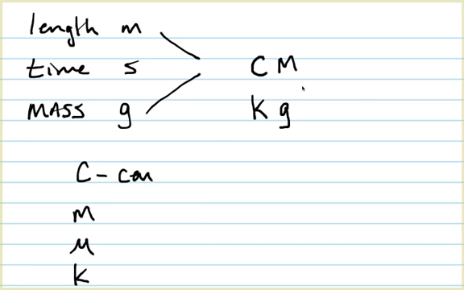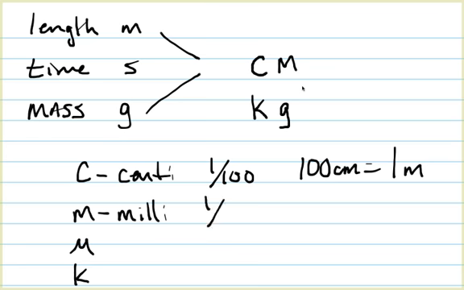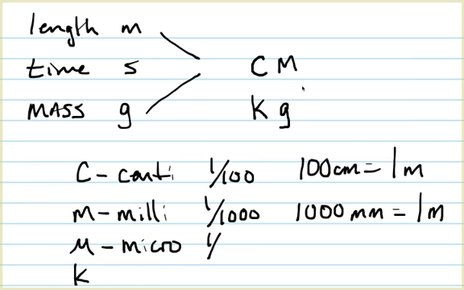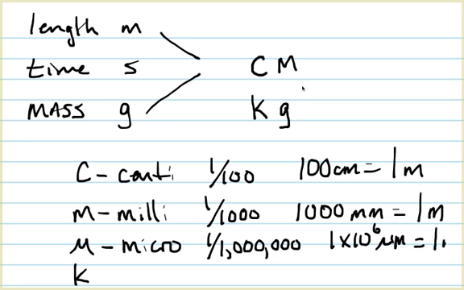Centi means 1/100th. So that's going to reduce the base unit, or make it a smaller unit, by 1/100th. An example would be 100 centimeters is equal to 1 meter. Milli is 1/1000th. That's going to reduce the base unit by 1,000. So 1,000 millimeters would equal 1 meter. Micro is 1/1,000,000th, and is going to change it by a million. I'll use scientific notation here so I have some room. 10 to the 6th micrometers is going to equal 1 meter.